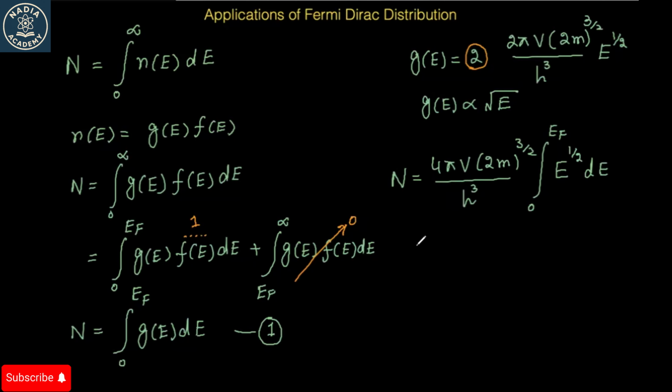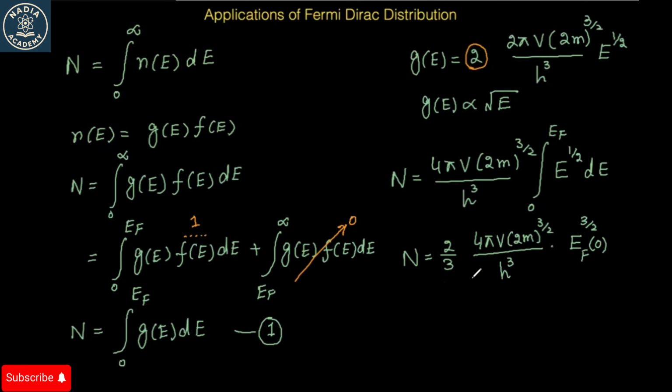If we solve this integral, we get the following result: N is equal to 2 by 3, because of the integration of the square root, times 4 pi volume times 2m power 3 over 2 divided by h cube, then times E power 3 over 2, the Fermi energy. As we are doing all these calculations at absolute zero temperature, we put here 0.